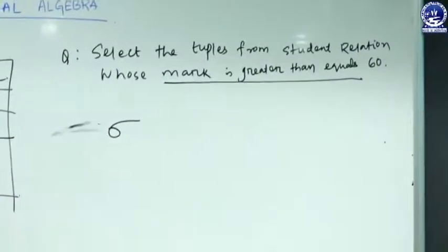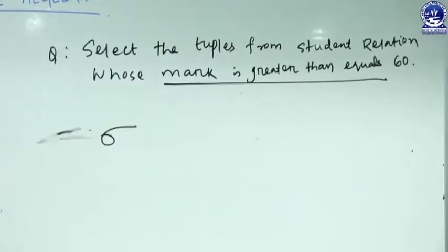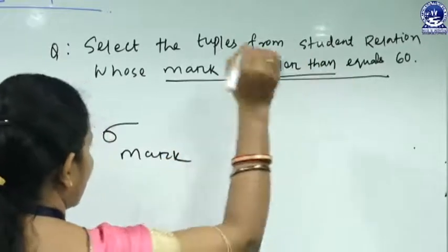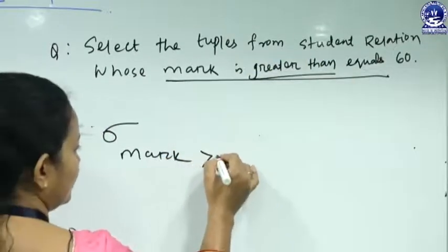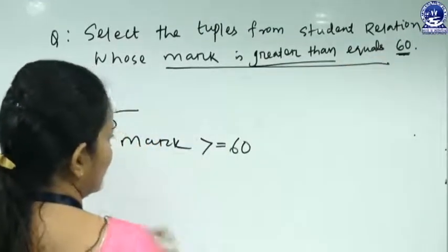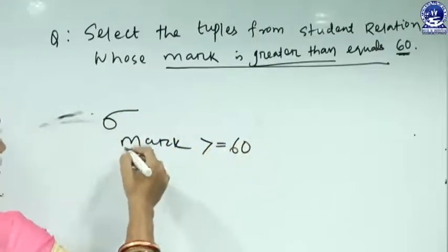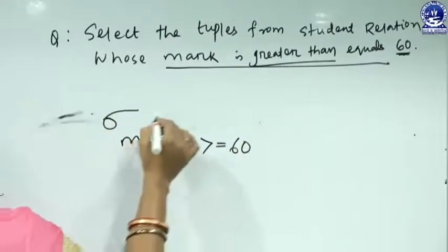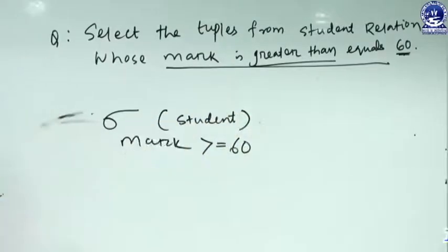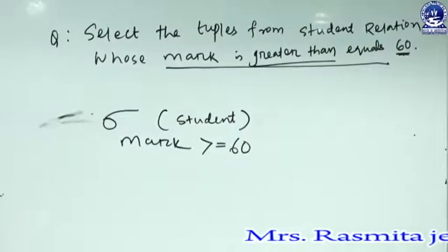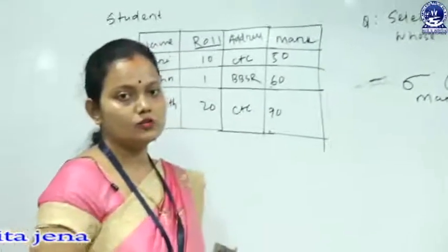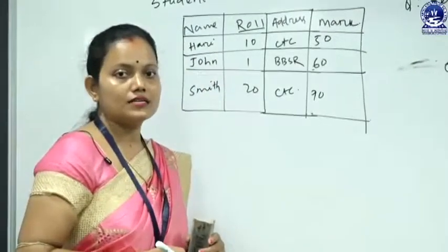That means the condition is formed on the attribute mark, that is mark greater than or equal to, so we must use the comparison operator greater than or equal to, and the constant value used is 60. Okay. And this selection operation is based on the student relation, so you must mention the relation name, that is student. As I already told you, a relational algebra operation takes one or more relations as input and also returns a new relation as output.